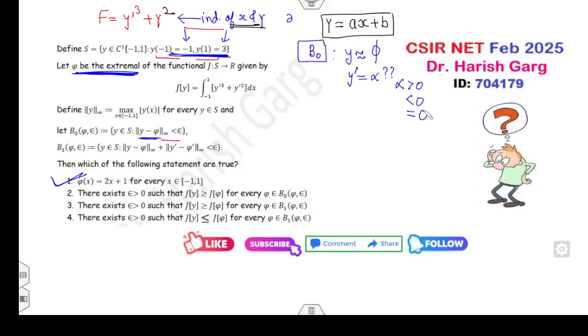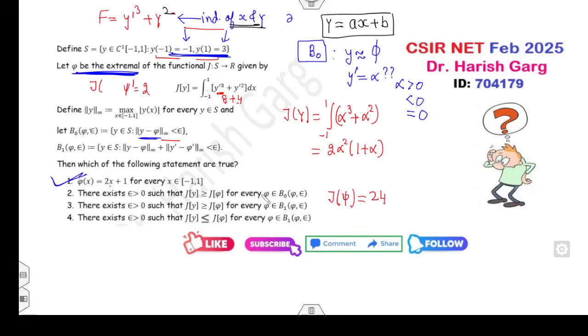Is it fine? Now, firstly we can talk about the y. So let's start with this j of y. J of y will be -1 to 1. Y dash is alpha. So alpha cube plus alpha square. Fine. So if you integrate them, it's a twice alpha square. I can take a common 1 plus alpha. And what is the value of the j of psi? And I can calculate the value of the j of psi also. So psi is my 2x plus 1. So if I substitute here, psi dash is my 2. So it's a 8 plus 4, 12. Integrate is my 24.